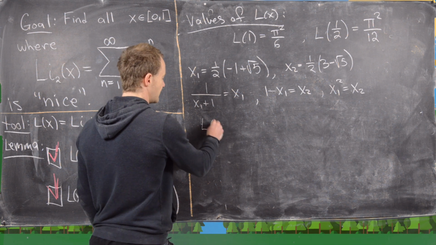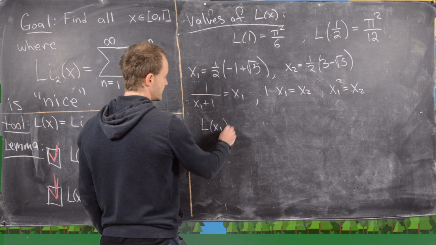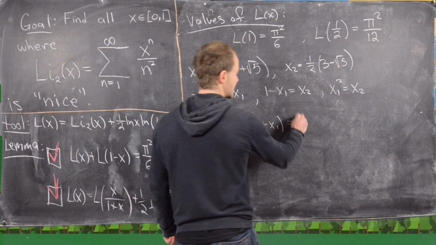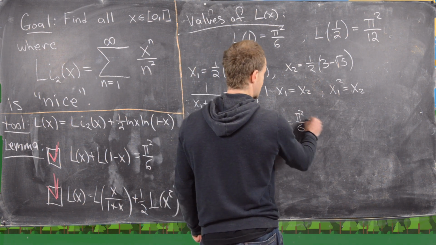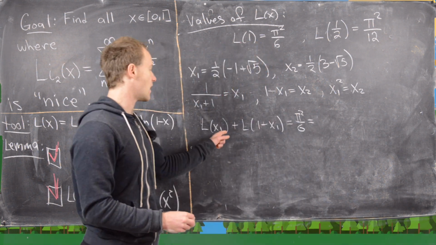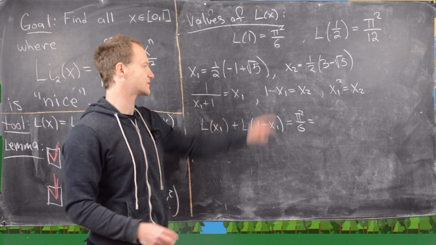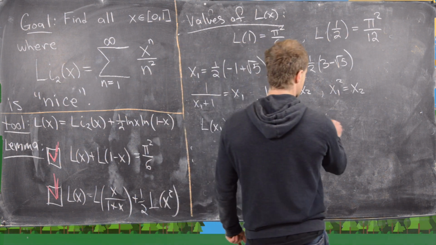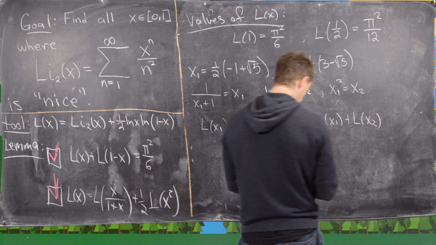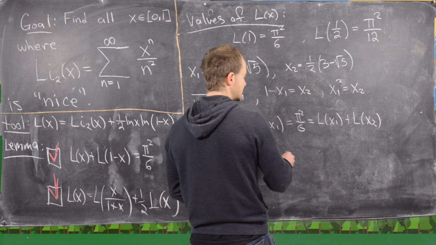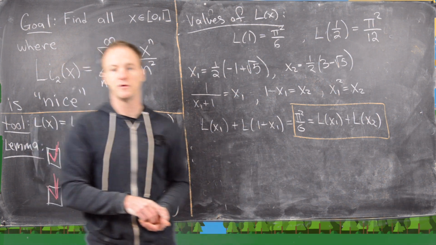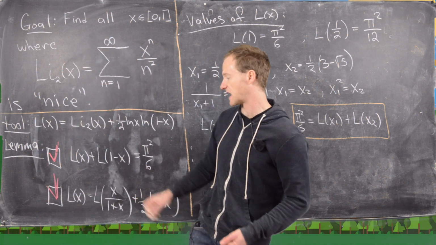So notice L of x1 plus L of 1 minus x1. So that's going to be the same thing as pi squared over 6 on the one hand because of this formula. But then on the other hand, we know 1 minus x1 is x2. So that gives us L of x1 plus L of x2. Okay, good. So now let's hold on to that equation and then move on to using this second identity.